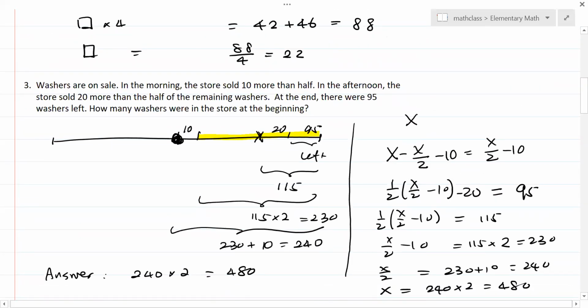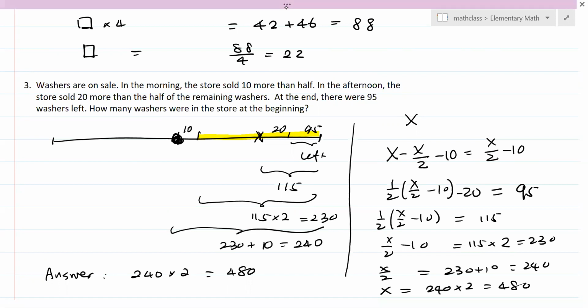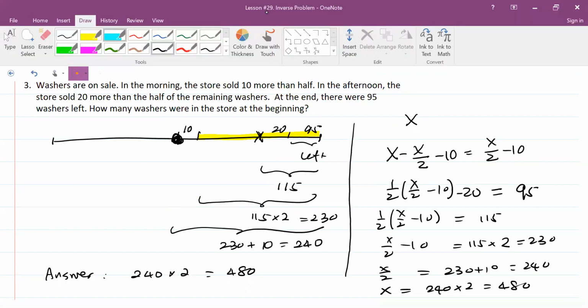Let me repeat again. The picture is much easier to understand than the equations, but sometimes I show you the equation in parallel. So first of all, you draw the whole line. This is the total amount of washers, right? And you read it sentence by sentence. So first of all, you sold half of that, and then 10 more in the morning, right? Then the part I use a yellow color for is what is left in the morning.